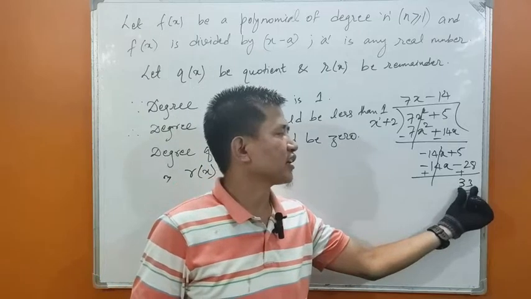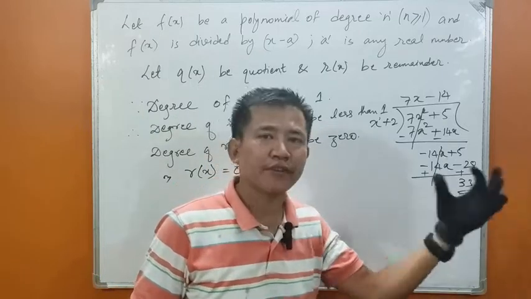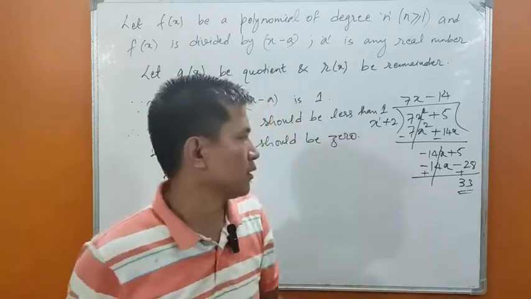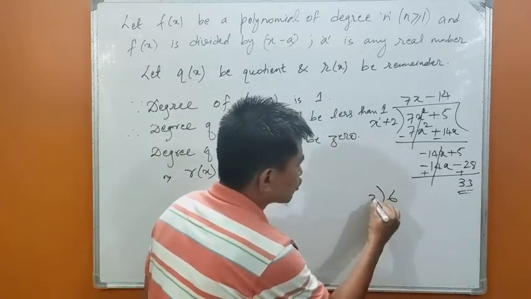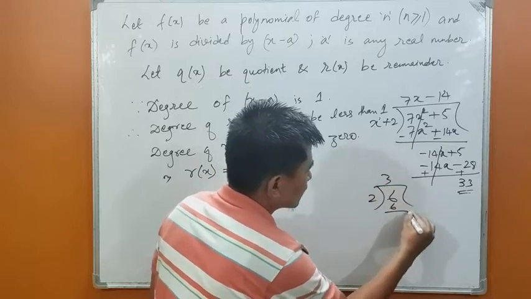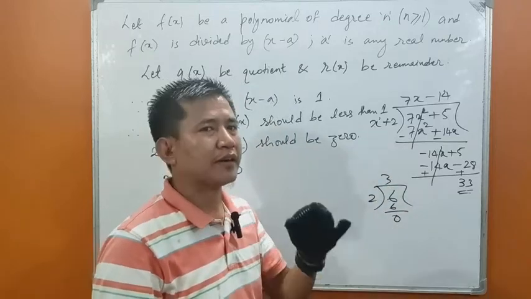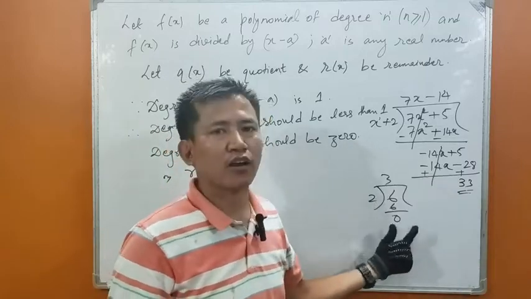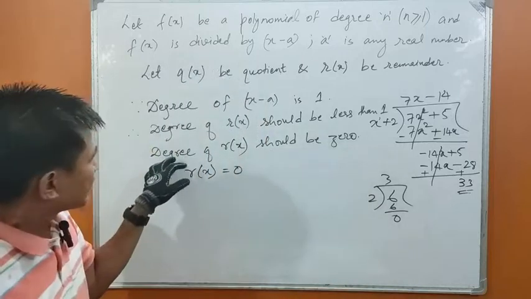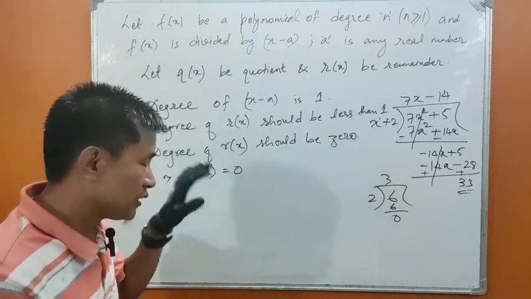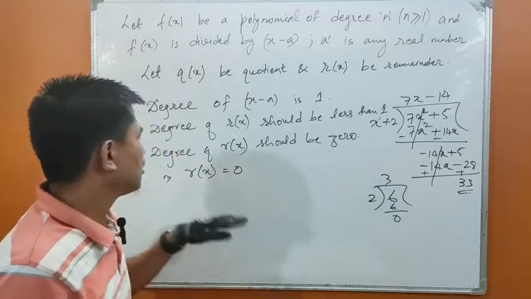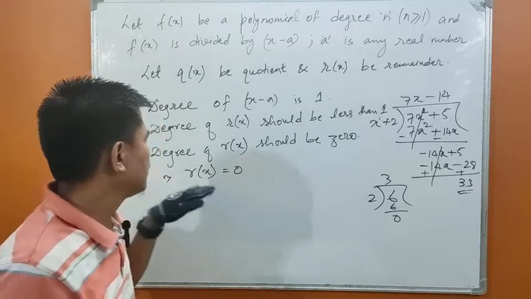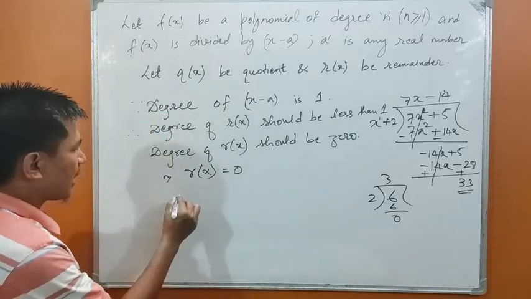This remainder here is 33. Sometimes the remainder may come 0, isn't it? Remainder does not always come. Suppose if I divide 6 by 2, 2 3s are 6. Remainder can become 0. Remainder is not always a number 1, 2, 3, 4 like that. Remainder can also become a 0. So either the degree of Rx is 0 or Rx is 0, which means Rx is constant.